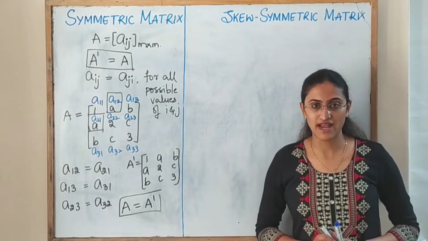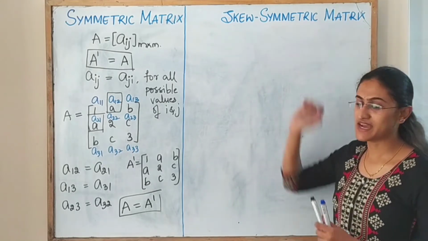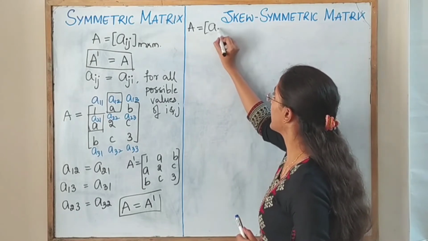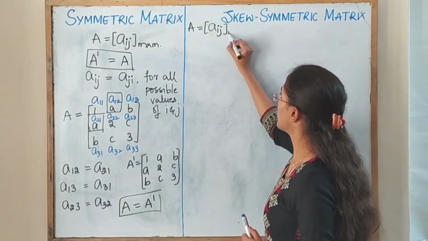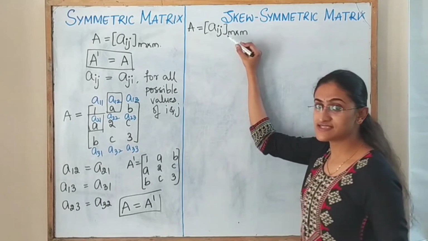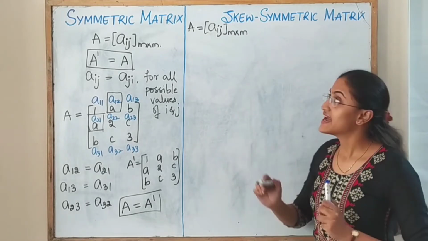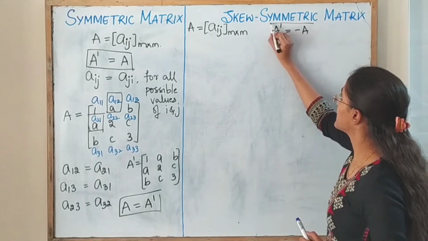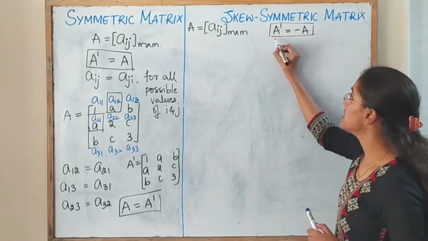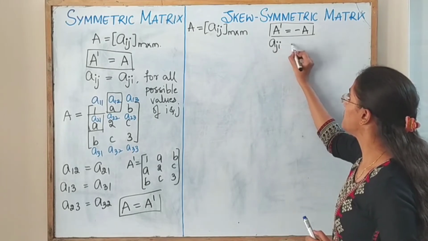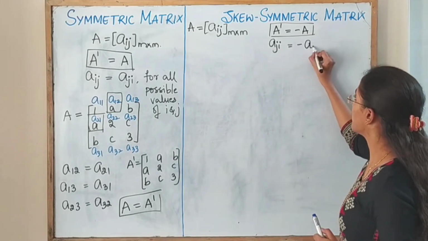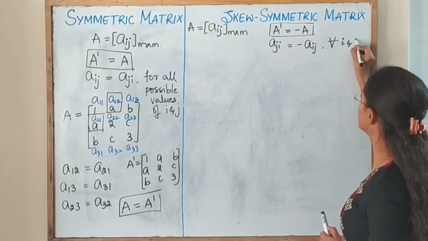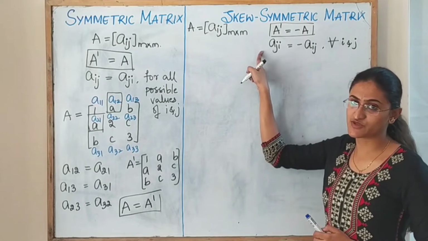Look at the next matrix, that is skew symmetric matrix. Again take a square matrix A which is equal to Aij of order m cross m. Then this is called a skew symmetric matrix if A transpose is equal to negative of A. And also remember, Aji will be equal to negative of Aij for all possible values of i and j. It may also be the vice versa.